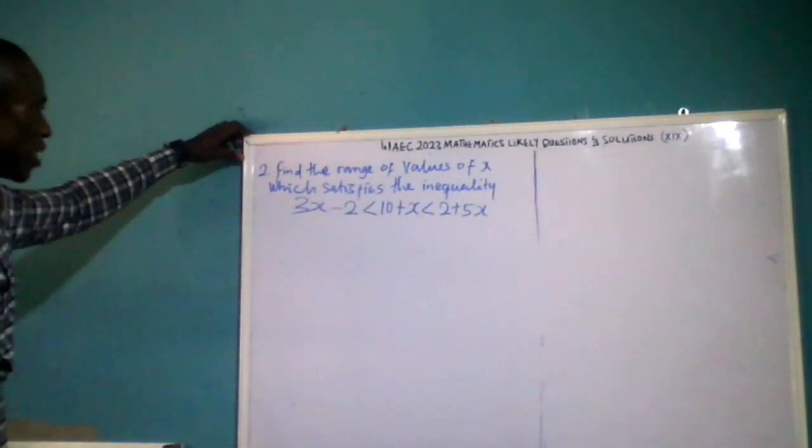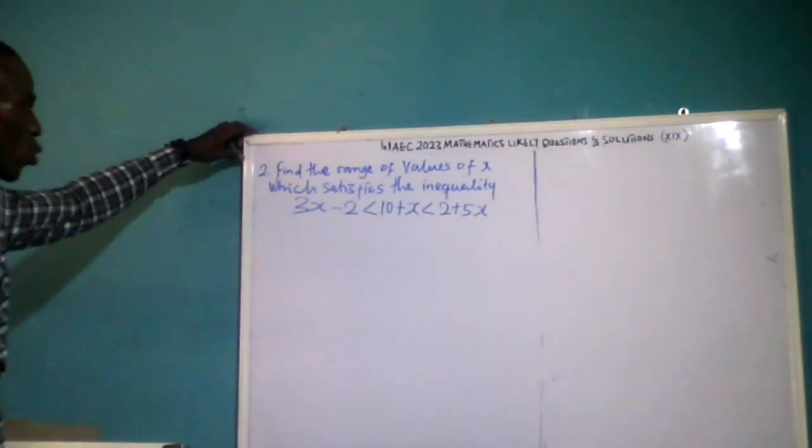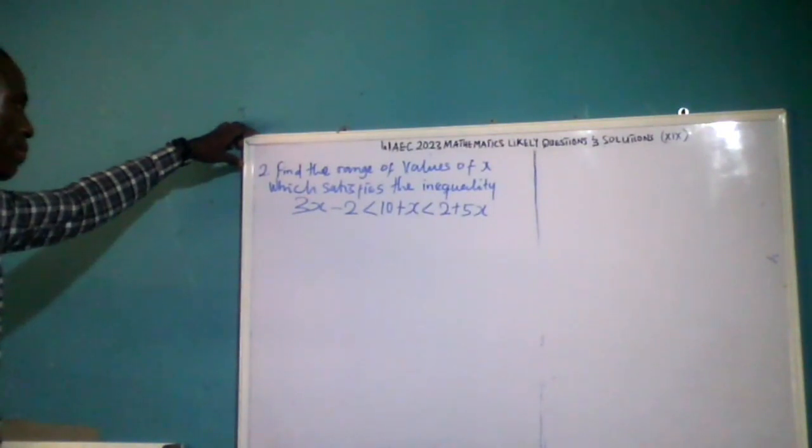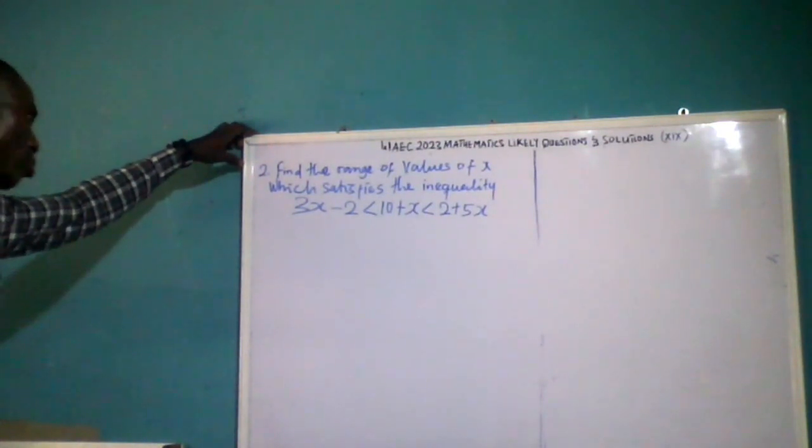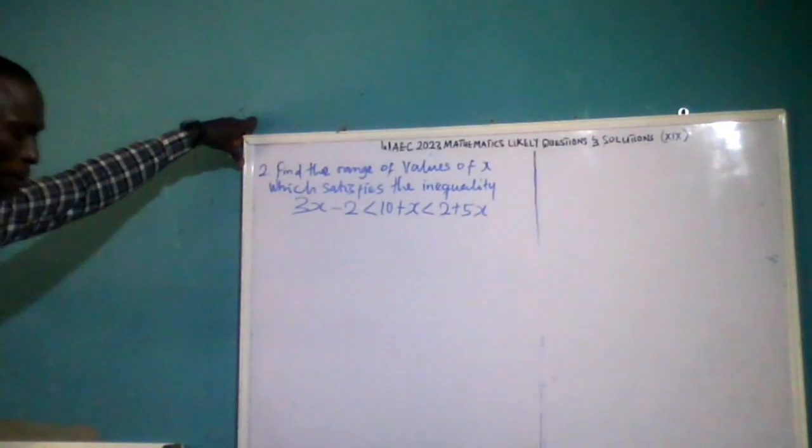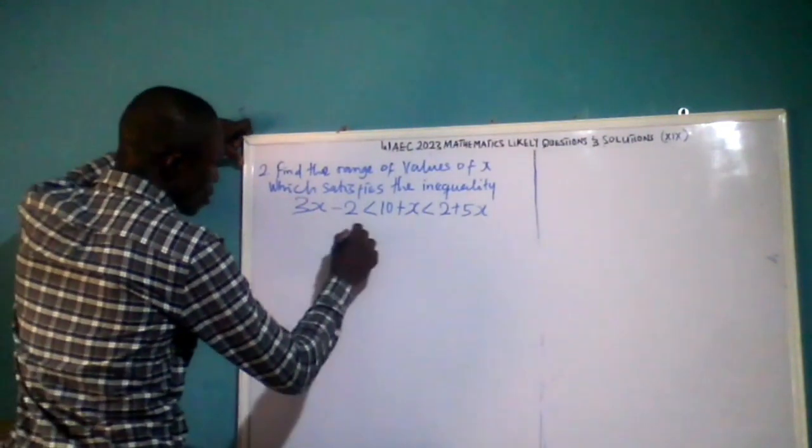Thank you. So let's take question number 2 as it is stated on the board. Find the range of values of x which satisfies the inequality 3x minus 2 less than 10 plus x less than 2 plus 5x. Let's have the solution to this.